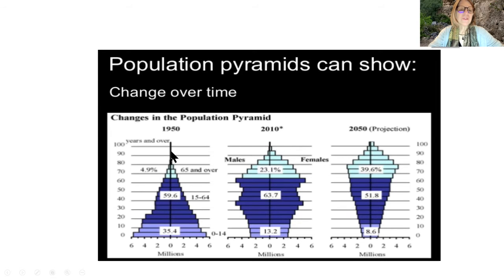We can look at change over time too. So in 1950, this is what the population looked like in the United States. 35% were 15 or under, and only 5% were 65 or older. So this big group in here taking care of both ends was 60%. Trying to take care of 40%, probably doable.